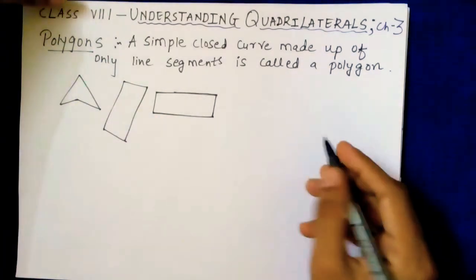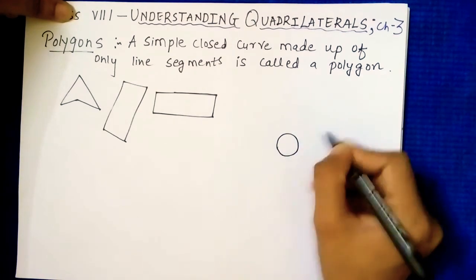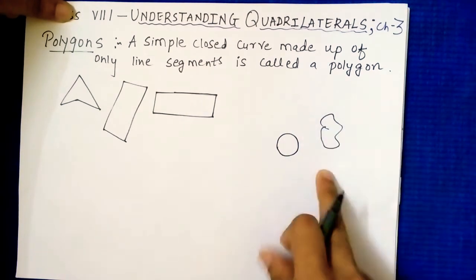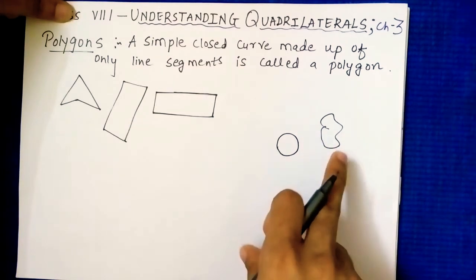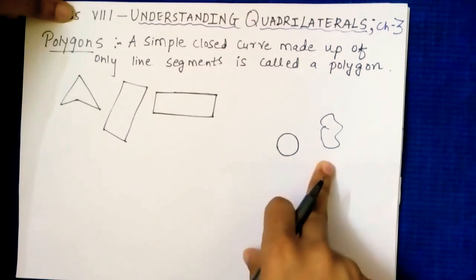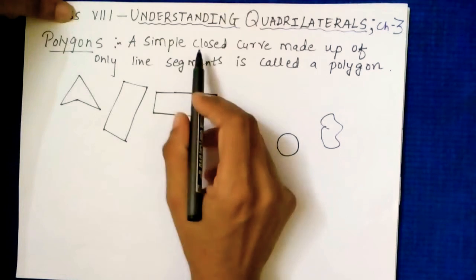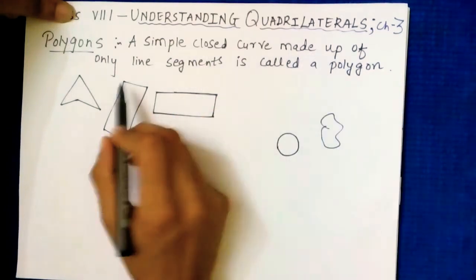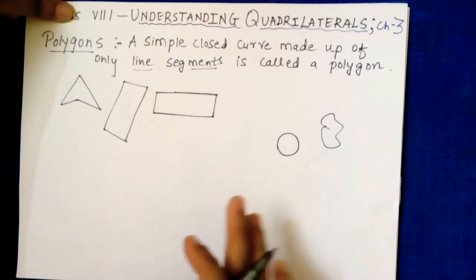For example, if you take this way, this is also a curve. If you take this way, this is also a curve and it is closed also. This is a simple closed curve. This is also a simple closed curve. This is also a simple closed curve. But they are not made up of line segments. So polygon means it should be a simple closed curve and it should be made up of straight line segments.